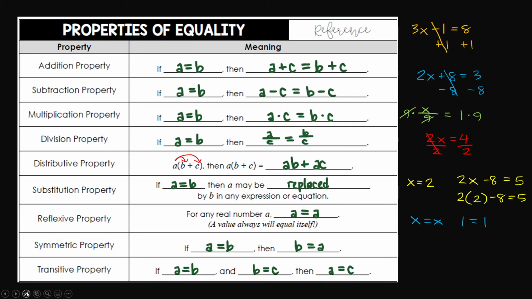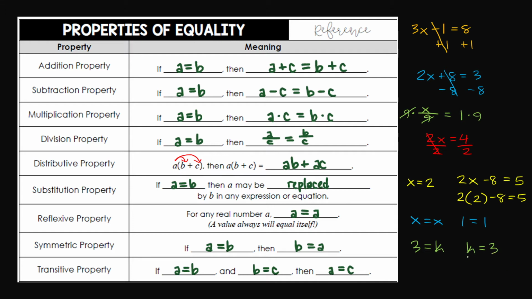The symmetric property says that if A equals B, then B equals A. Basically, we're flipping the terms to the opposite sides of the equal sign. So let's say you have the equation or solution 3 equals K at the end of an equation. And we just want K to be on the left side, so we can flip the order.